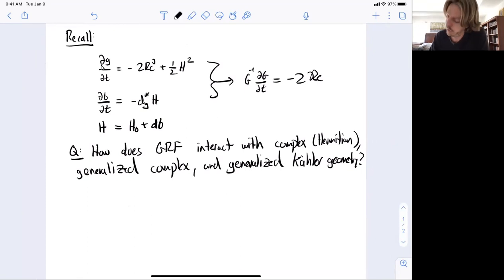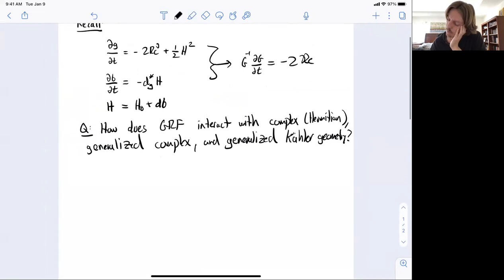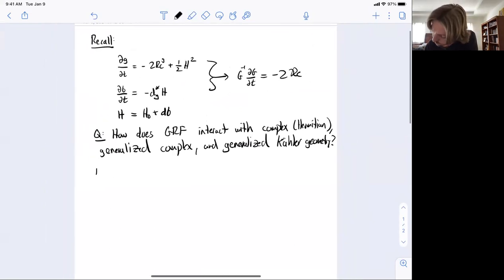I want to emphasize here and throughout that there are some nice connections already between this equation and different pieces of generalized complex and generalized Kähler geometry, but I think there are probably a lot more very basic connections yet to be discovered, most likely. So to begin, I just want to recall a few things about Kähler-Ricci flow.